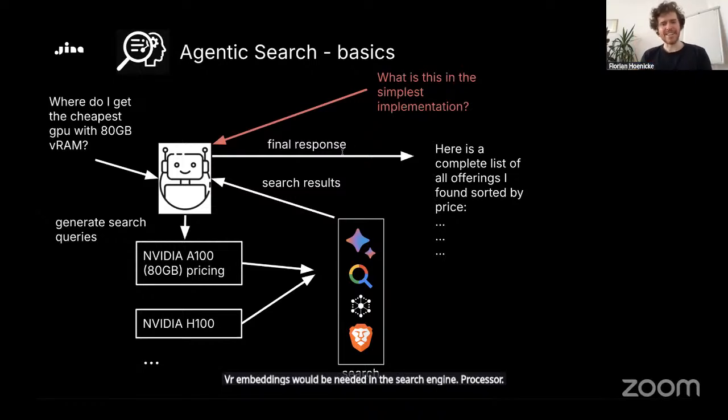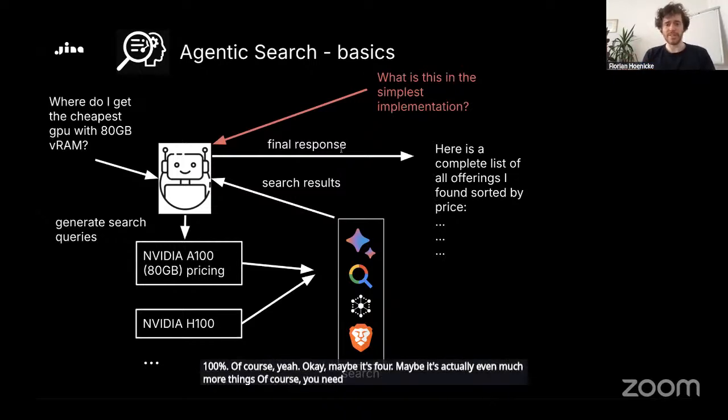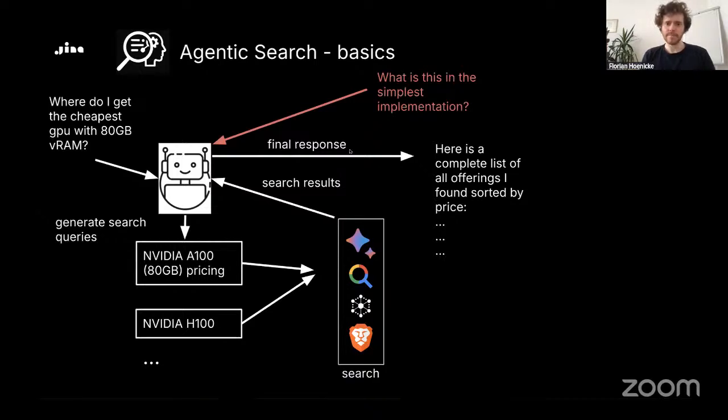100%. Of course, yeah. Okay, maybe it's 4. Maybe it's actually even much more things. Of course, you need the processor to process the LLM. API, a lot of correct things. Probably I should extend the list to many more things. Okay, thanks for giving all these answers.